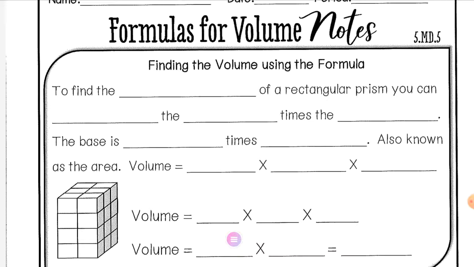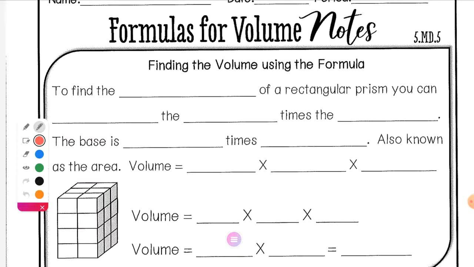So we're going to talk about a formula. Before, we were just using kind of our common sense on what we knew about filling a box with cubes and how to count the cubes more easily rather than individually counting every single cube in the box. So on this one, fill this in as we go. To find the blank of a rectangular prism, you can blank the blank times the blank. What do you think? Area. Can we find area of a rectangular prism? We can find volume or surface area.